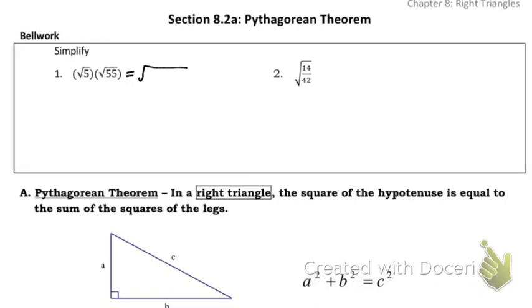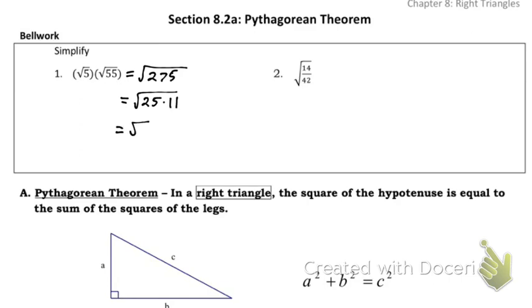The square root of 275. Now, just looking at 275, a good bet is 25 goes into it because it's a whole bunch of 25s put together. So I'm going to break that apart into 25 times 11.